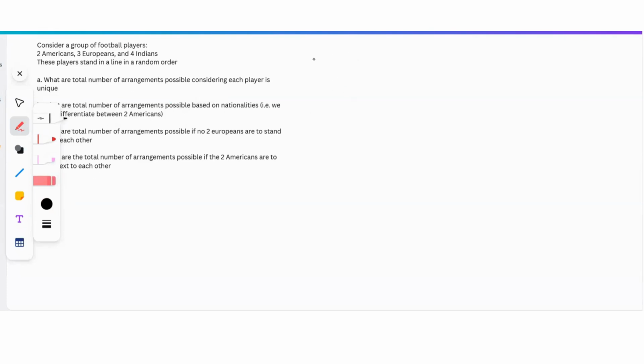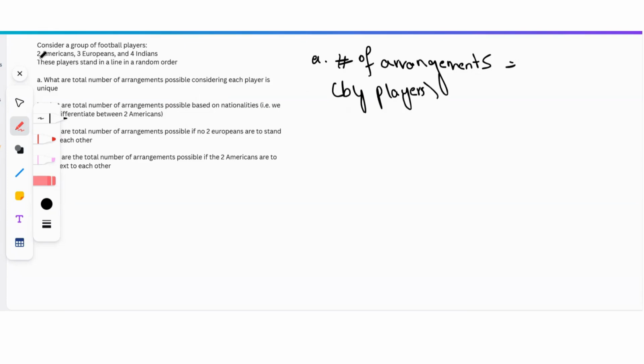So let's find the number of arrangements by players. We want to find the total number of arrangements considering each player is unique. In this case, how many players do we have? 3 plus 2 is 5, then plus 4 is 9. So they can be arranged in 9 factorial ways.